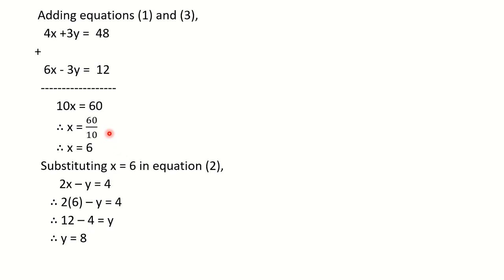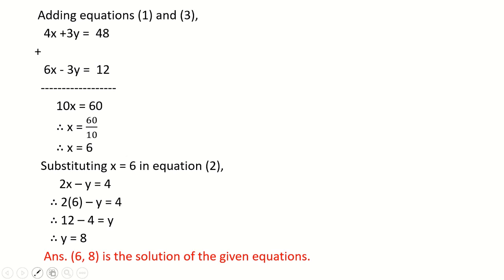In this way we have found out the value of both the variables x and y. You know that the final answer we have to write in round brackets, that is (6, 8) is the solution of the given equations. All of you please copy it down. The remaining two sums I will discuss in the next lecture, and then we will go further in the problem set.